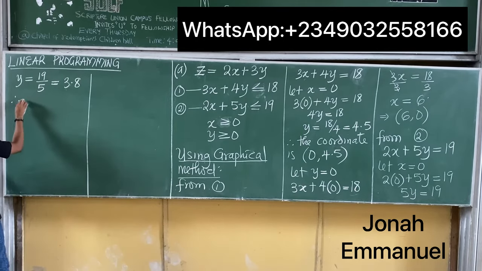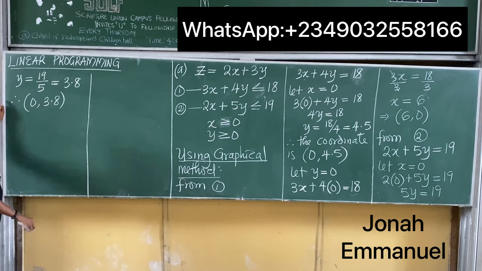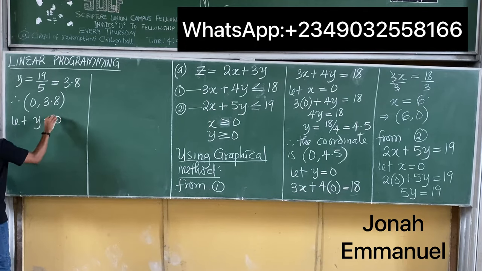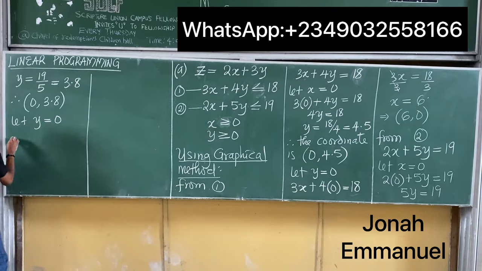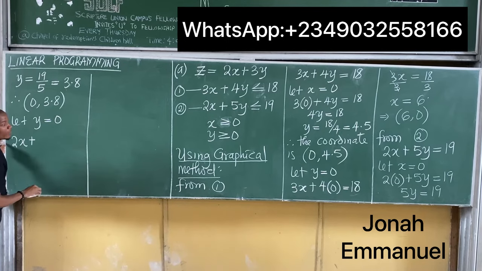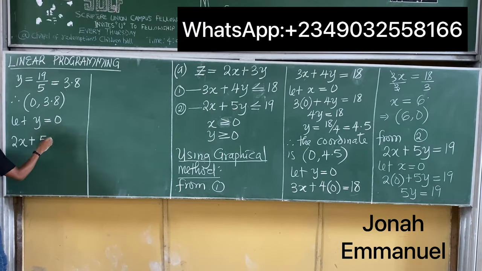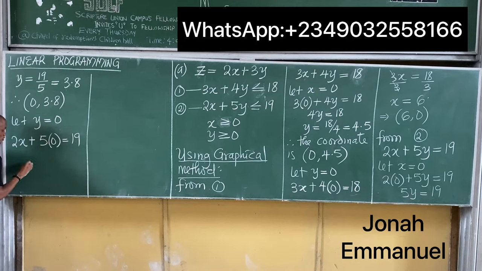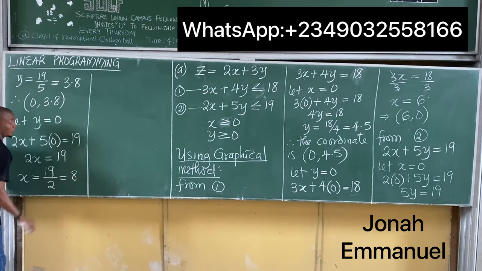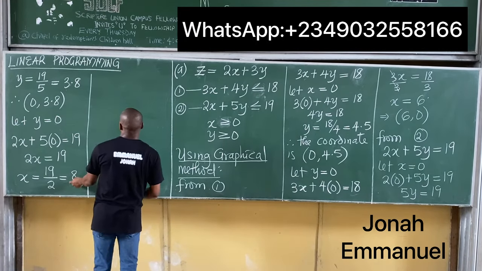Give me the value. 3.8. So therefore, give me the coordinates for this. What do you have? X is 0, y is what? 3.8. One final one. Let y now be equal to 0. Put this condition into this equation here. I will now have 2x, that's 2 times x, plus 5y, 5 into y. Y is 0 now. So 5 times 0 gives 0, is equal to 19. So I have 2x is equal to 19. So x is equal to 19 over 2.